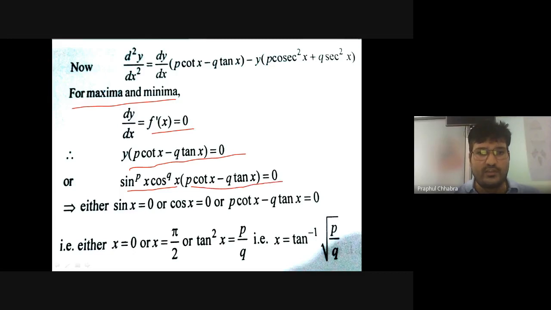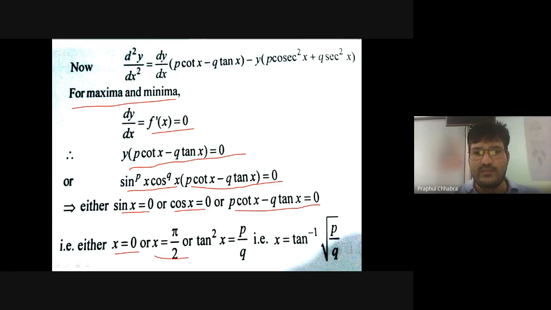Now if it is 0, then find all the values of x. If it is 0, then sin x will be 0. If it is 0, then cos x will be 0. If it is 0, then p cot x minus q tan x will be 0. That is p cot x is equal to q tan x. If sin x is equal to 0, what it means? It means x is equal to 0 in the given domain. If cos x is equal to 0, it means x is equal to pi by 2 in the given domain.